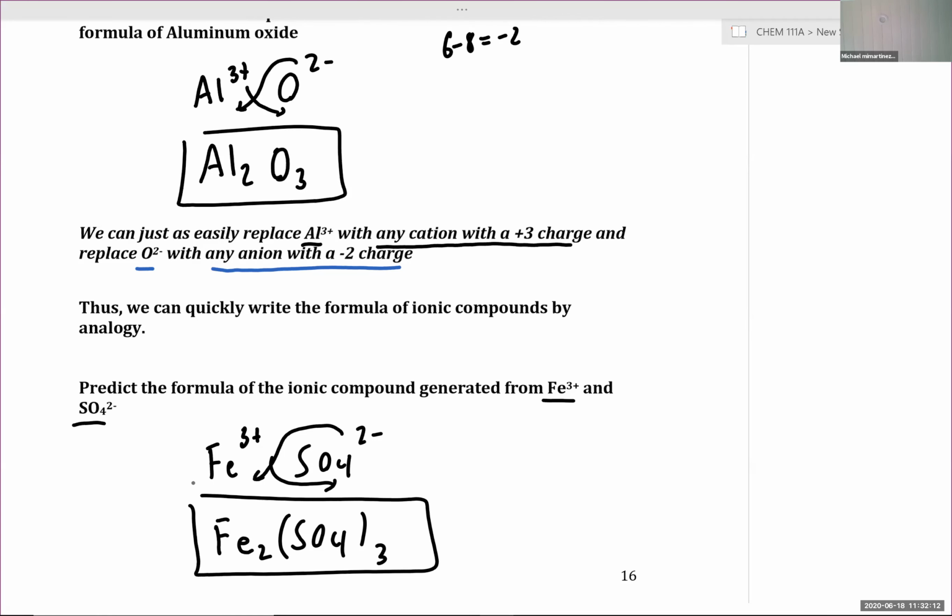Do you notice how for our cation, we have 2 aluminums up here and we have 2 irons down here? And for our anion, we have 3 oxygens up here and we have 3 sulfates down here? Do you notice how the number of cations and anions in each of these two formulas are identical because our charges are identical? Does that make a little bit more sense?